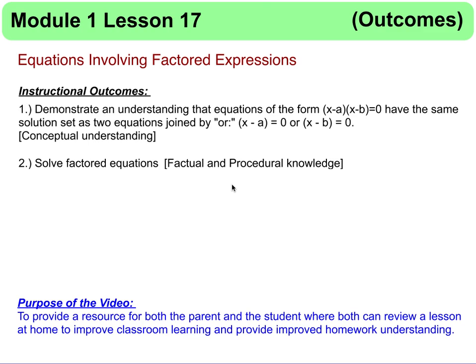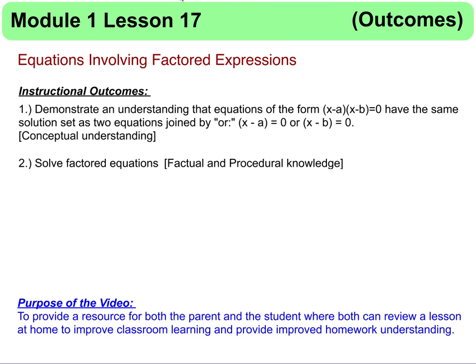Module 1, Lesson 17, we're going to look at an idea that involves equations where the expressions have already been factored. So the outcomes are going to be to demonstrate an understanding that equations in the form a minus x times x minus b equals 0 have the same solution set as two equations joined by the term or, whereas x minus a equals 0 or x minus b equals 0. And then we want to take a look at some equations where we're going to solve that have already been factored or need some minor factoring to be solved.